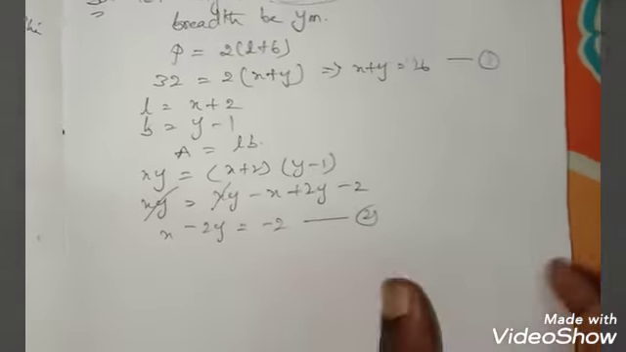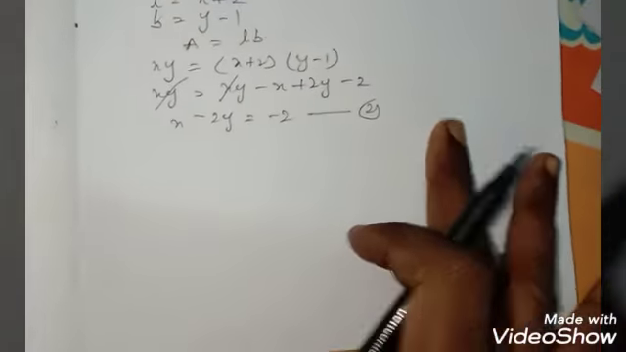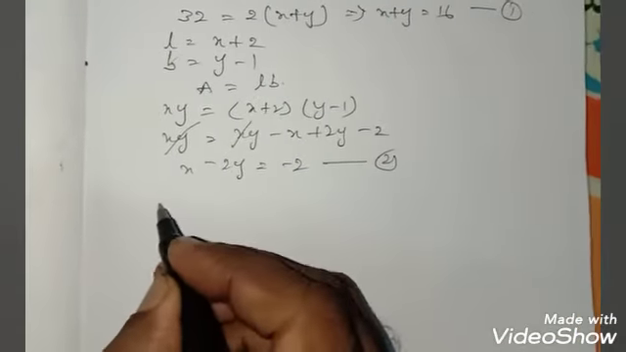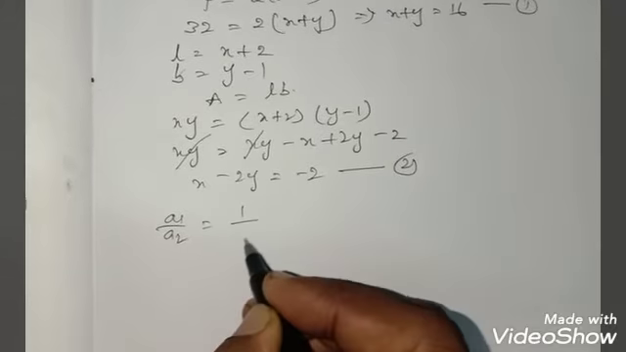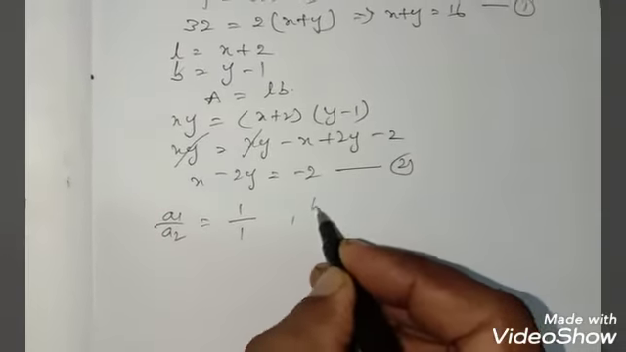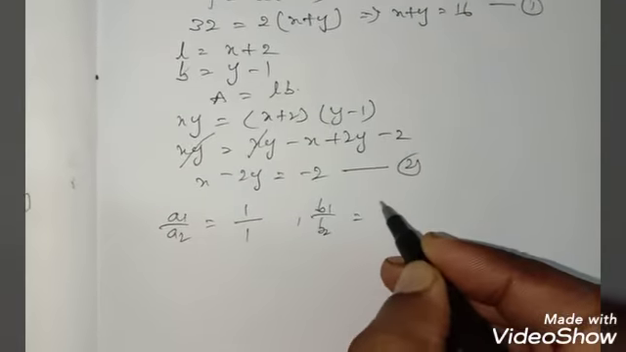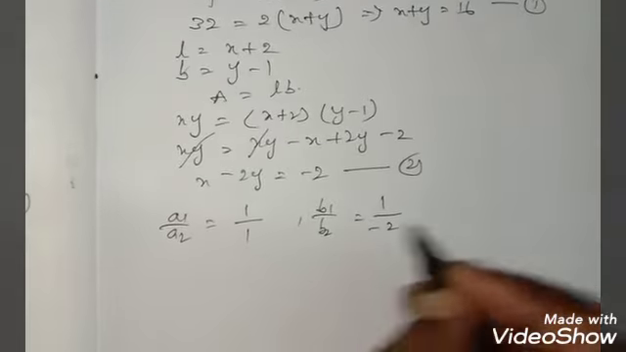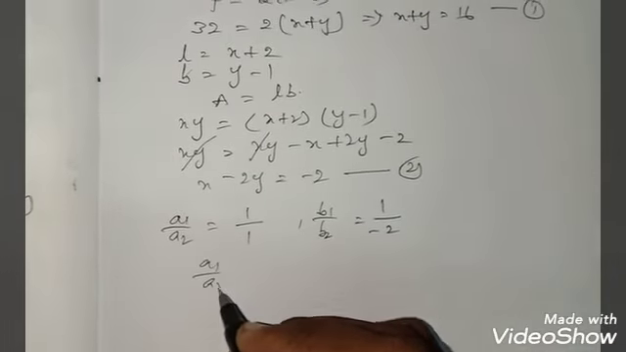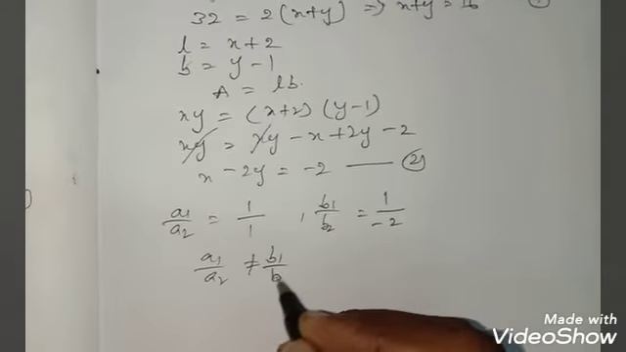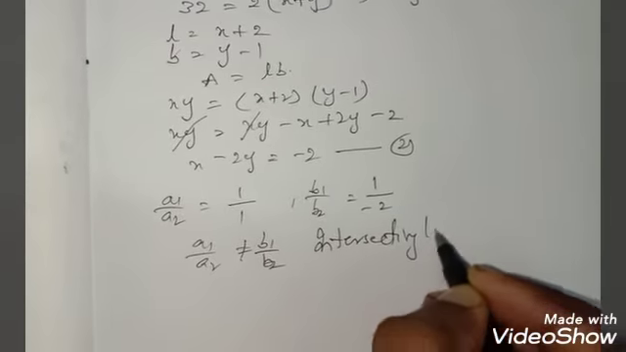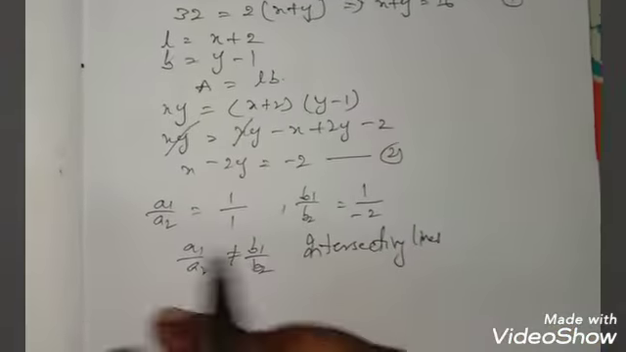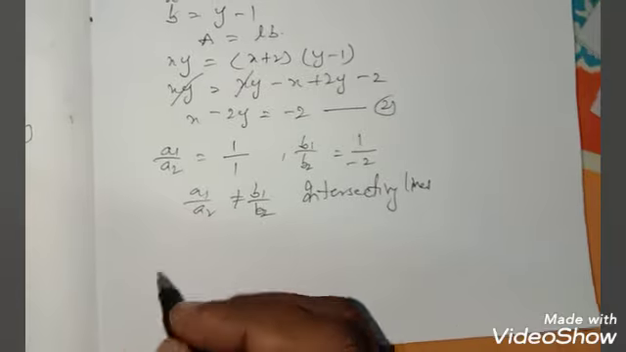Before going for values, you have to identify whether it is intersecting lines or parallel lines. So how to show it's an intersecting line? By using the formula a1 by a2. So the a1 value is 1, the a2 value is 1. Then b1 by b2: b1 is nothing but 1, b2 is minus 2. So here itself we can say a1 by a2 is not equal to b1 by b2. So it is intersecting lines.